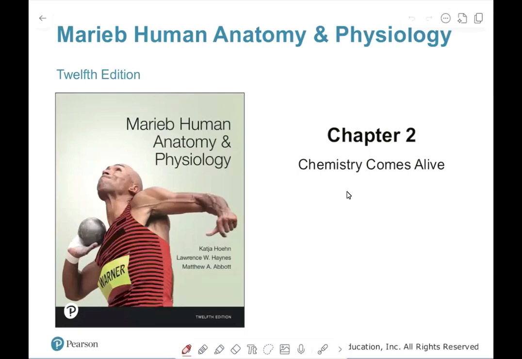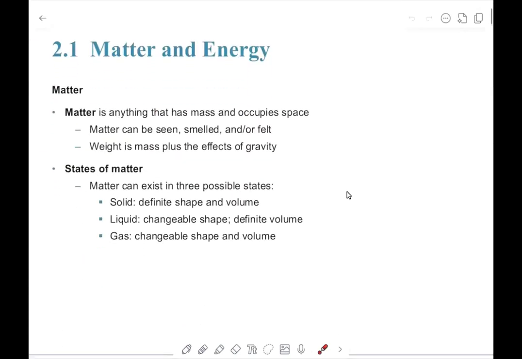Chapter 2 is on chemistry, and chemistry can be a bit difficult, but we're only going to be covering basic chemistry and the chemistry that applies to the human body. So keep that in mind. So, our first slide here is on matter and energy.